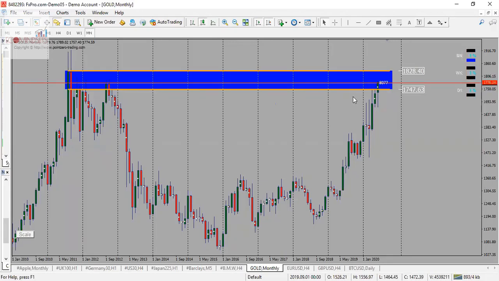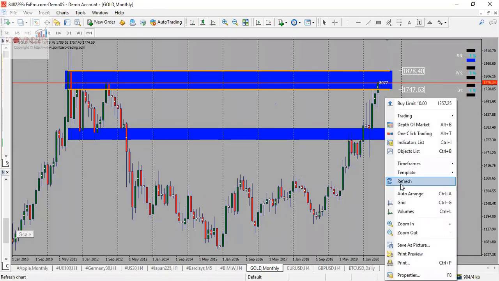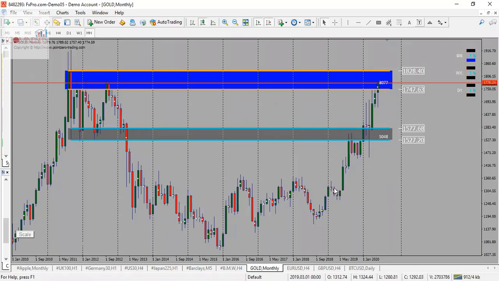Where is our nearest support on the monthly level? So we have to look at our nearest support on the monthly level. Take this, and this is our nearest support on the monthly level. Our nearest is between 1577 and 1527.